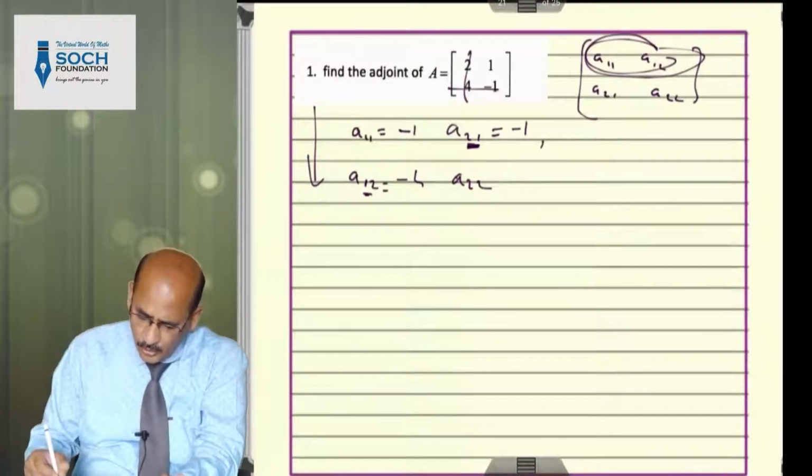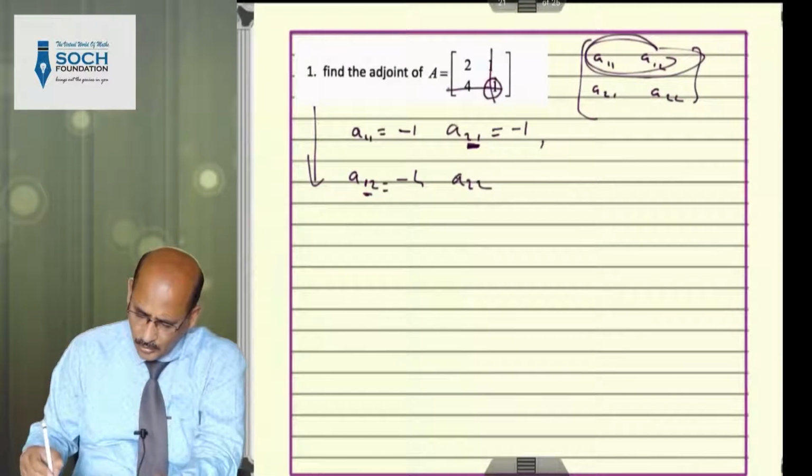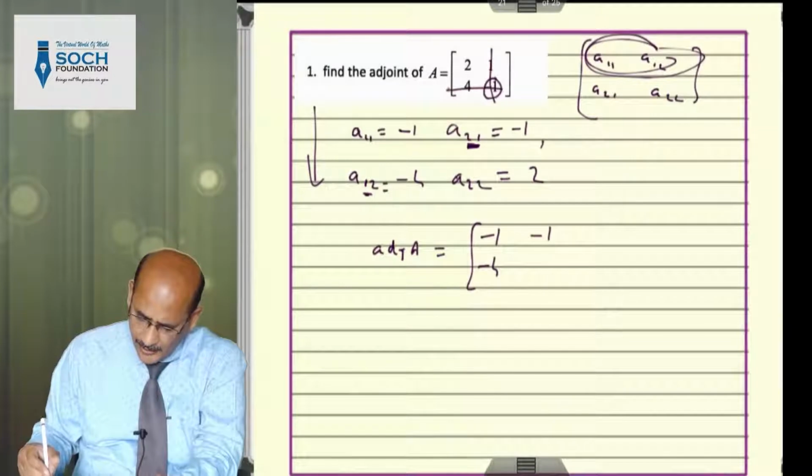Now A22, 2, 2 is over here. So leave this column and leave this row, so it is 2, and it is positive. In short, remember the transpose is already done. So the adjoint of A is given as minus 1, minus 4, minus 1, 2.